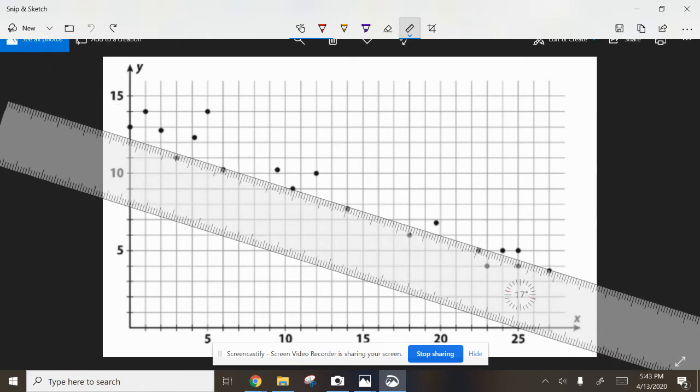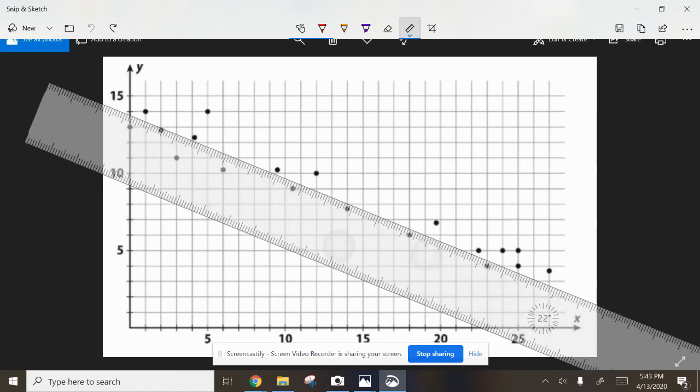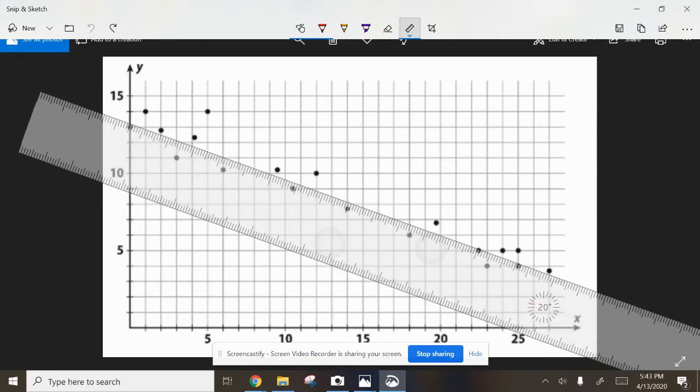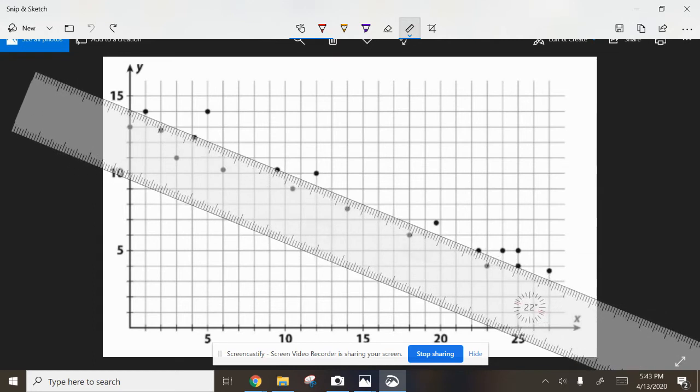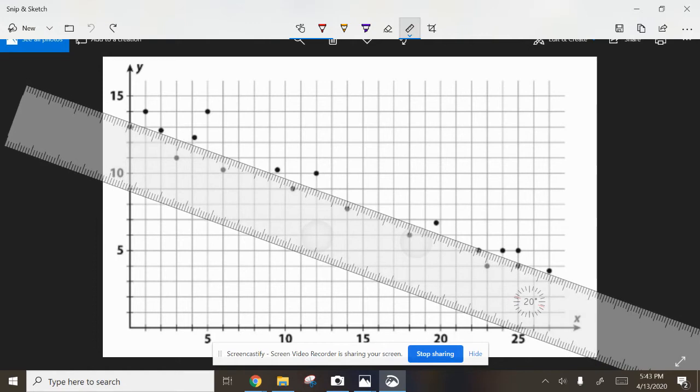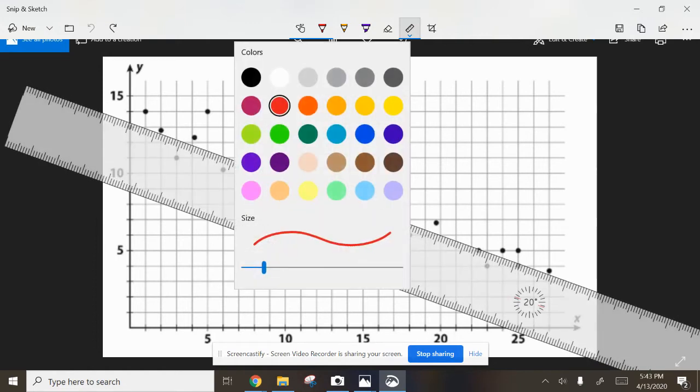You have to find an average spot of all the data, wherever it would be. It doesn't have to be exactly where the two points are. You can pick any spot that would show you a line in the middle of all of this data. All right, and now I'm just going to go ahead and draw this line out.